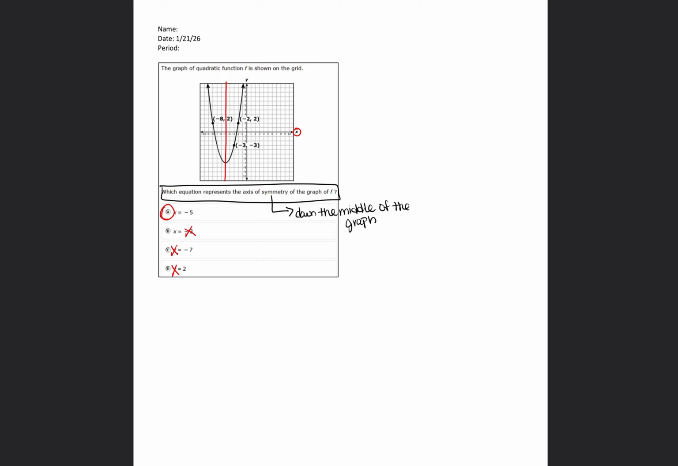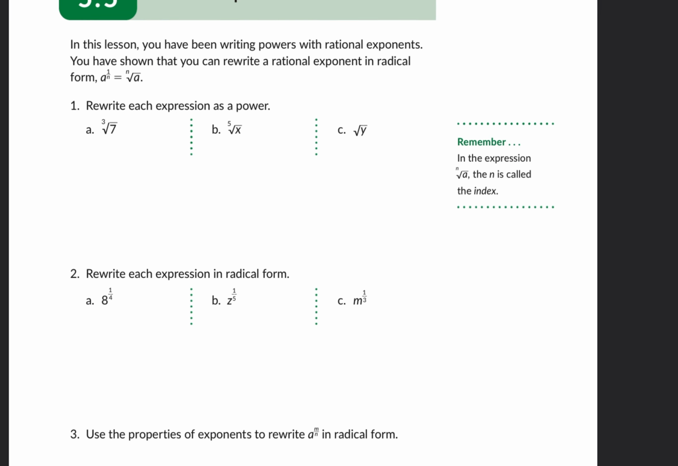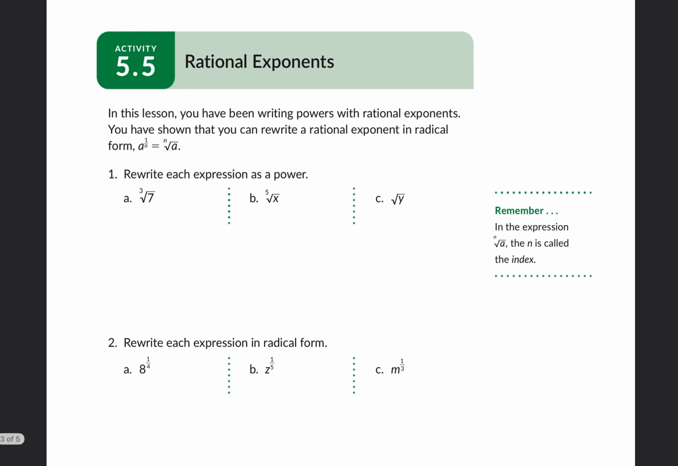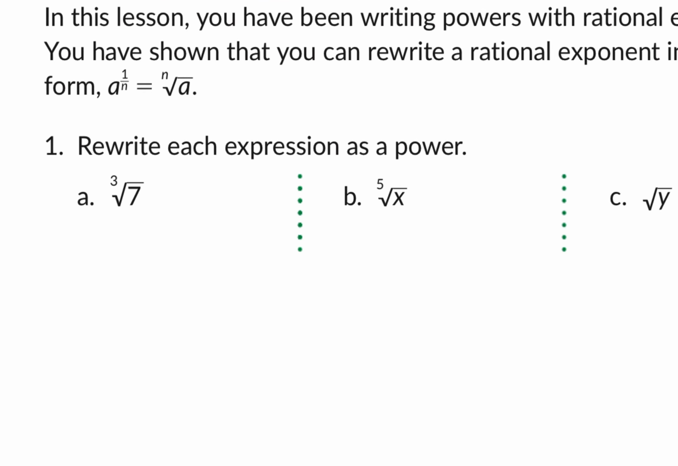-5. Now, for our lesson, what we are going to do is we are going to talk about rational exponents. So rational, again, is just a fancy way of saying like a fraction, a number less than 1, things like that. So here, let me break it down.